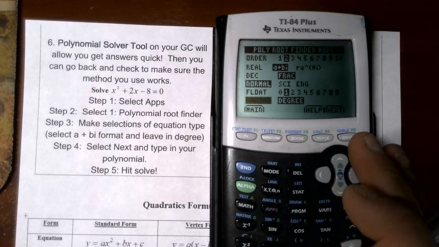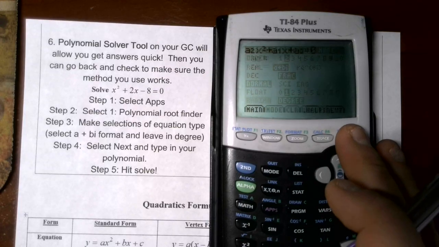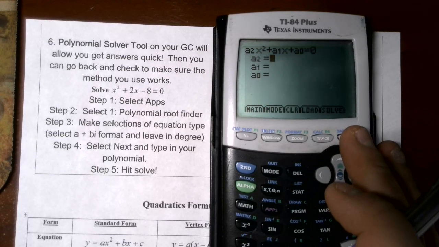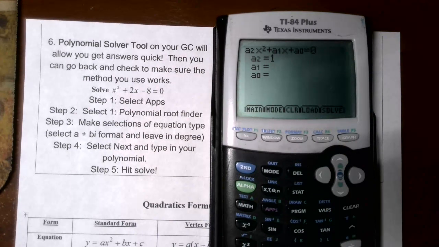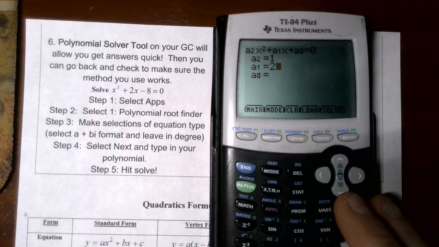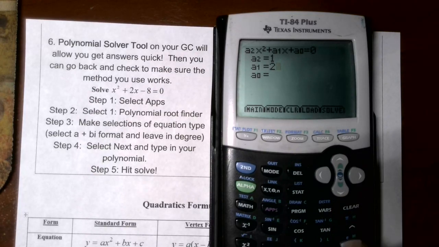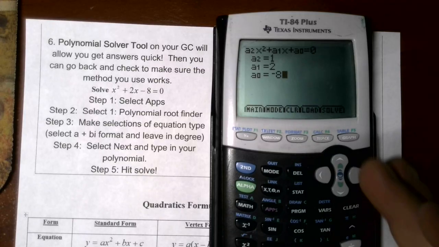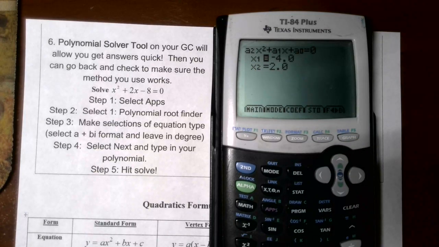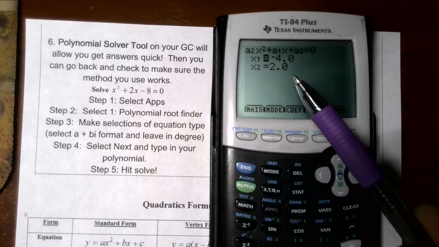Then I hit the next button, which is the graph button, and type in the coefficients from the polynomial right into an order. So this a2 is in front of the x squared, which is just 1. a1 is 2, and then a0 is your constant, which is negative 8. So once you type straight into the app, you just hit solve, and it gives you your two answers, negative 4 and 2.